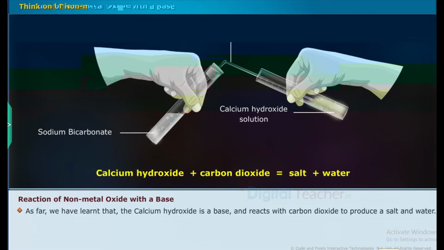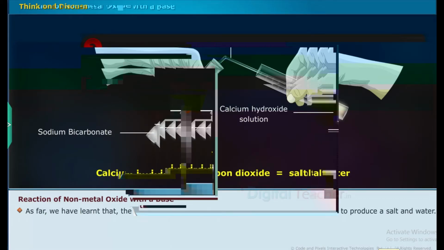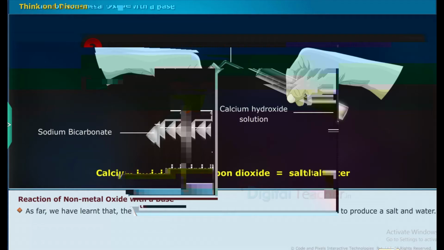Think and discuss. Which gas is usually liberated when an acid reacts with a metal? How will you test the presence of this gas? When acids react with a metal, hydrogen gas is generated. The presence of this gas can be tested by lighting a candle.